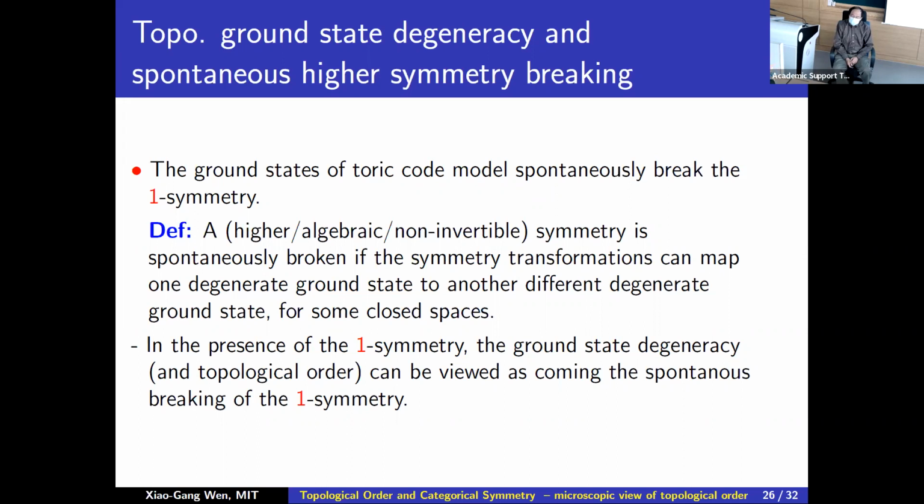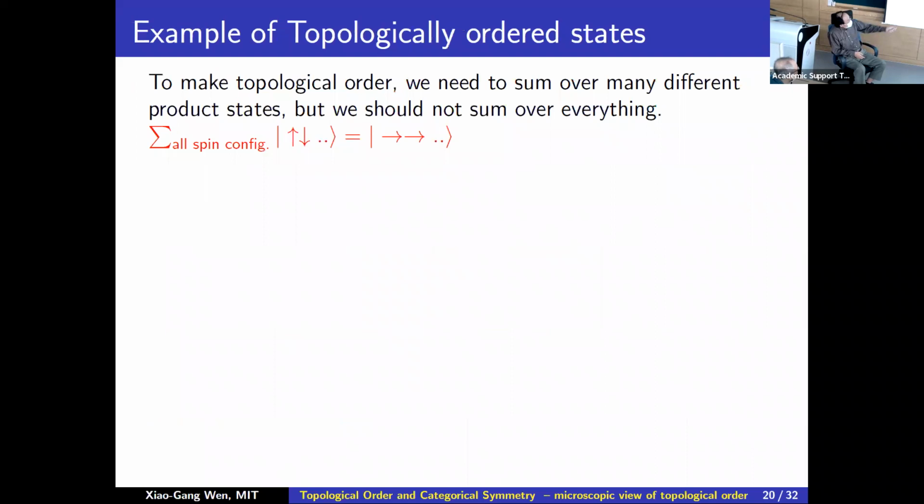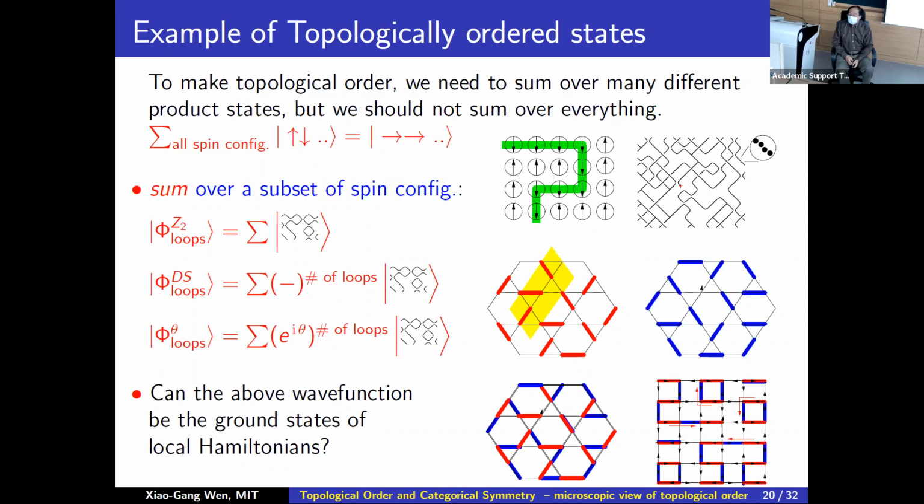But besides that question, my original question is how you can break this one symmetry spontaneously. Yeah, it's the same thing as making long-range entanglement. Here, the sum over subset of spin configurations actually gives you a long-range entanglement. But long-range entanglement means you're spontaneously breaking certain symmetry, maybe one symmetry or two symmetry. But this is very indirect, I know.